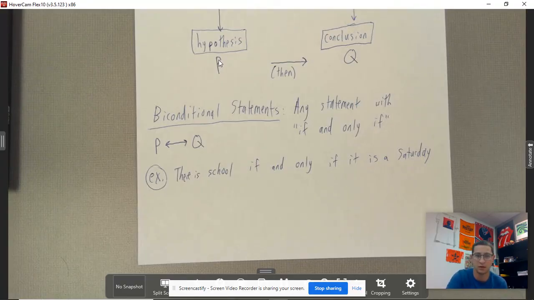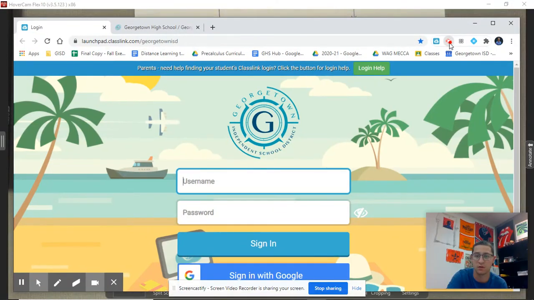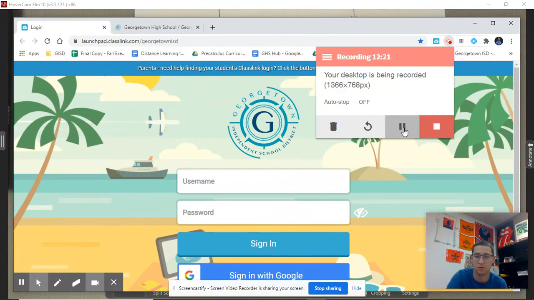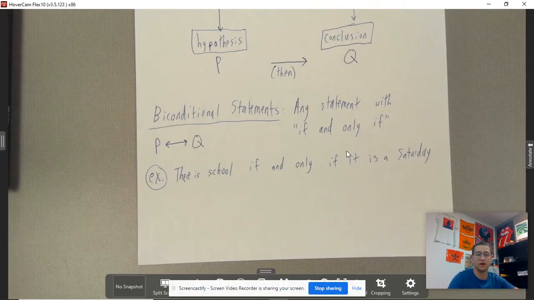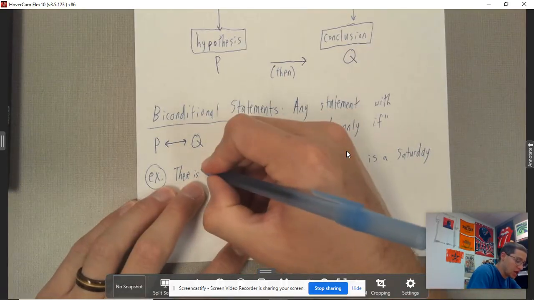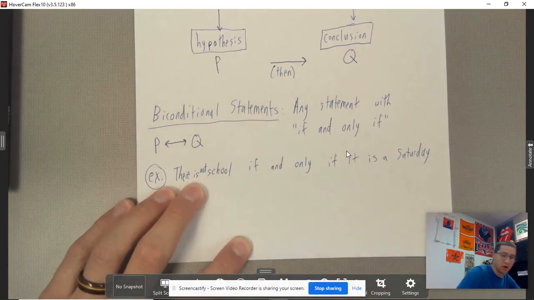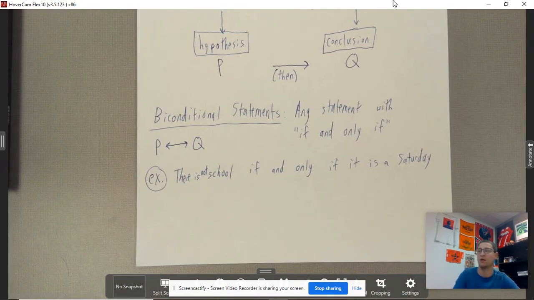Actually, I'm going to pause it real quick. I want to look at something. Okay, sorry, I wanted to line it up with your assignment here. So I'm going to go ahead and say there is not school. Sorry about that. So there is not school if and only if it is a Saturday. And we're going to think about whether or not that's true.